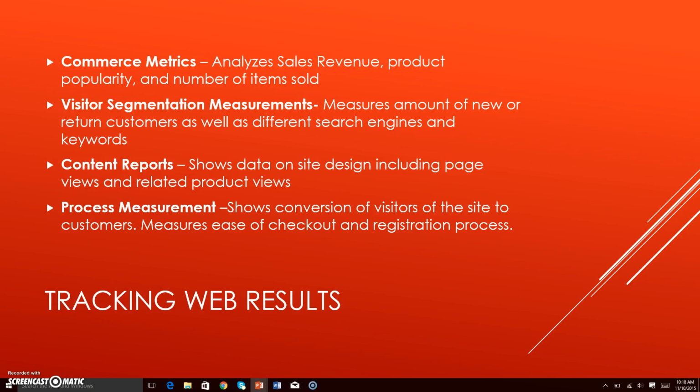So the next thing is tracking web results, and there's a bunch of different methods companies use to track their web results. One of the most basic is commerce metrics, and that's basically just analyzing their total sales, what products sold the most, which ones sold the least, and it can provide them information on the total number of items sold as well.